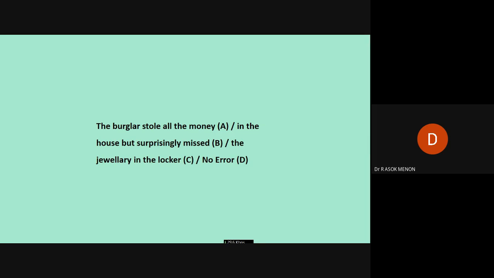Jewels, not jewelry. Jewelry is a shop. A shop cannot be stolen. Only jewels can be stolen. Chain, ring, ornaments are jewels. Jewels means ornaments. Jewelry means a place where these jewels are kept for sale. So the answer should be jewels.